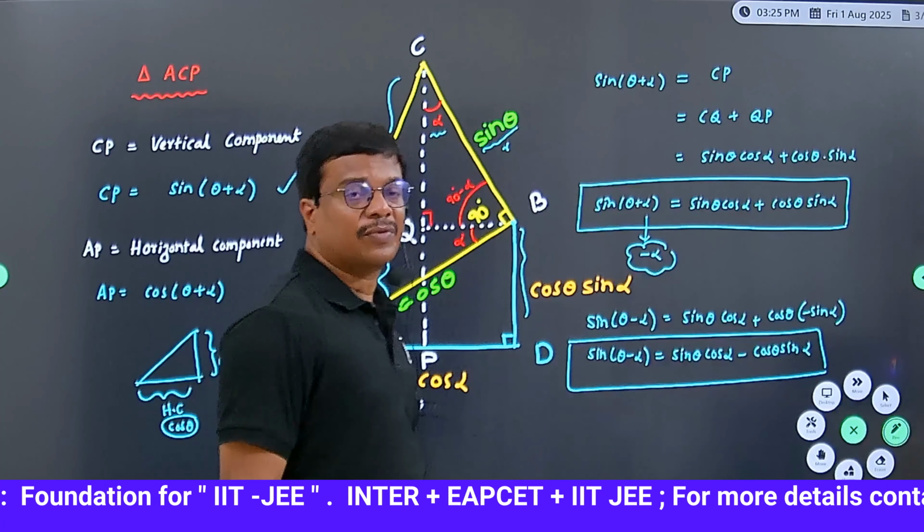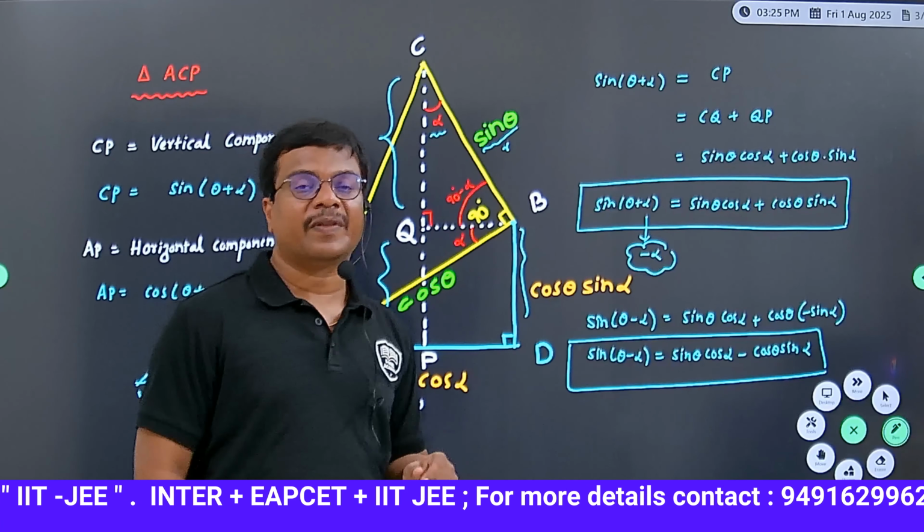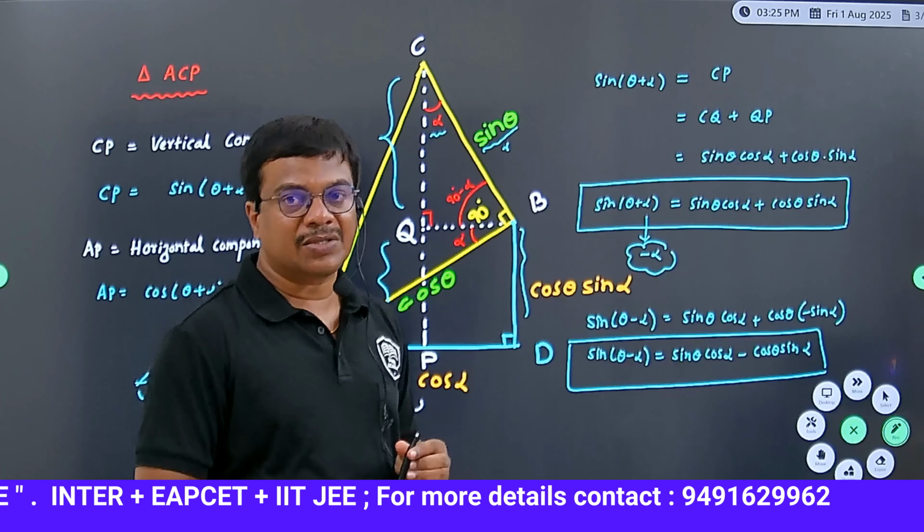This is the proof for sin of theta plus alpha and sin of theta minus alpha. I hope you have understood everything.